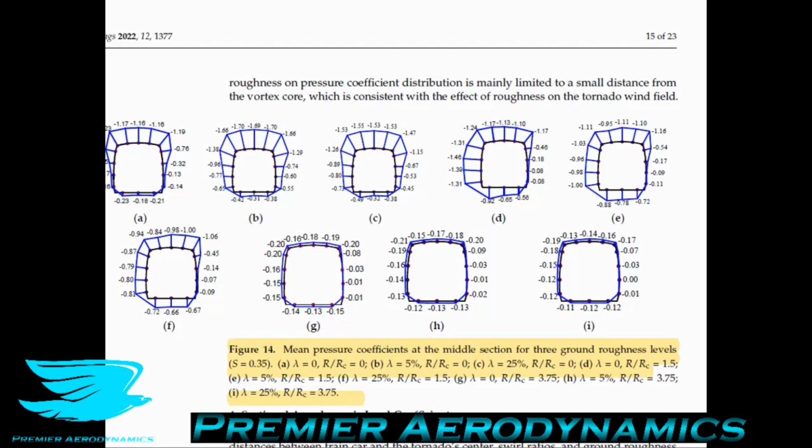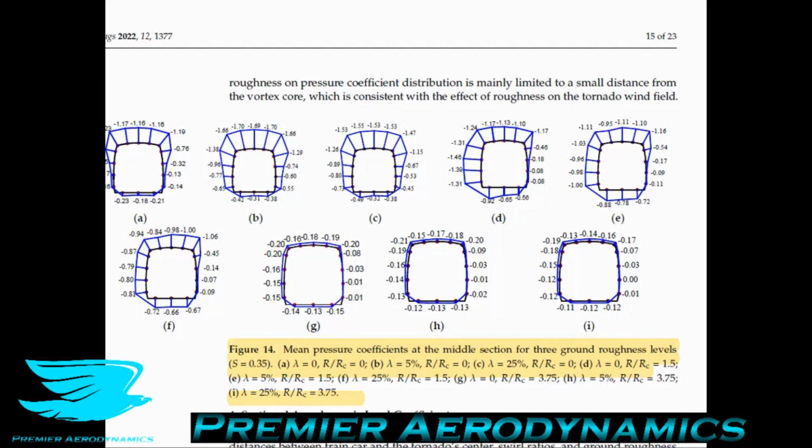So when you put the car at 1.5 radii away from the vortex center, so just outside the tornado, it can be seen that the absolute pressure coefficient values on the side surface closest to the tornado, so facing the tornado, decrease with increasing ground roughness, whereas those on the other side decrease slightly. Moreover, the resultant lateral force on the train car decreased with increasing ground roughness. So somewhat of a stabilizing effect. Increasing the ground roughness made the train not have as great a side force, so it can sort of stay in position a little bit more.